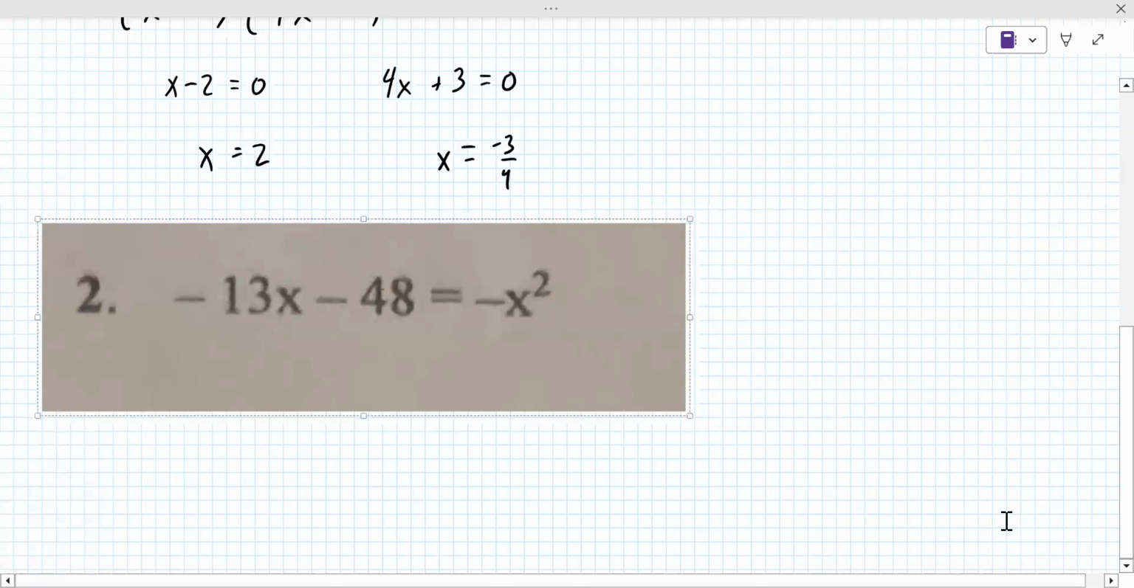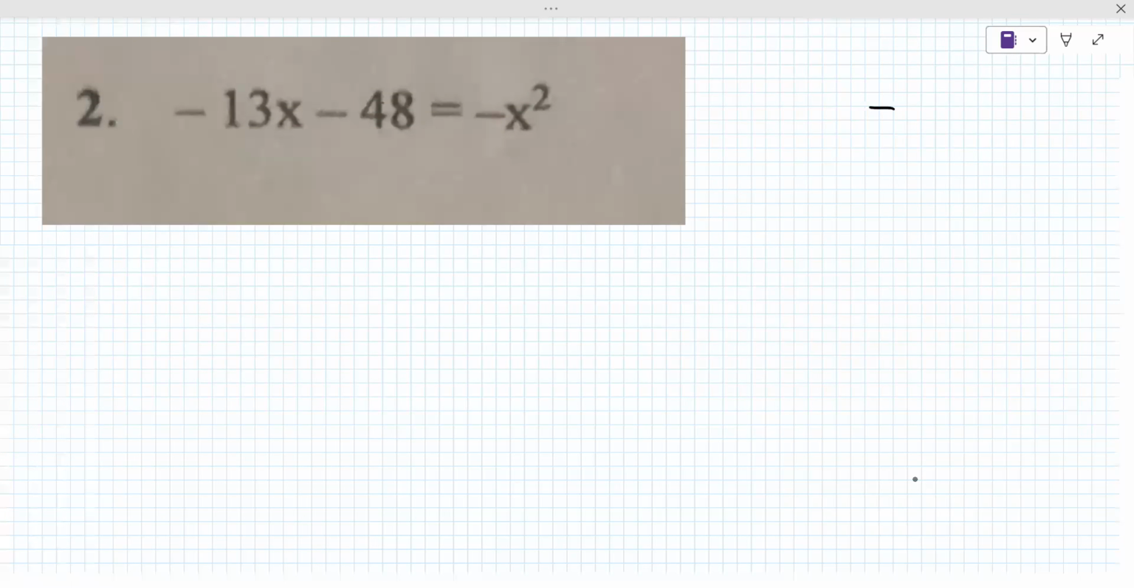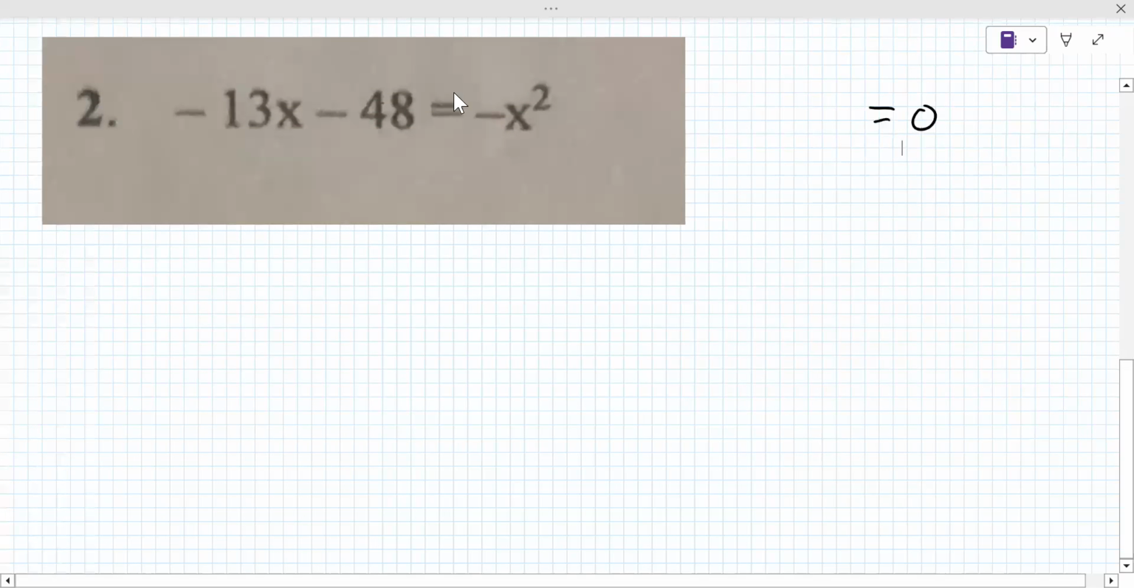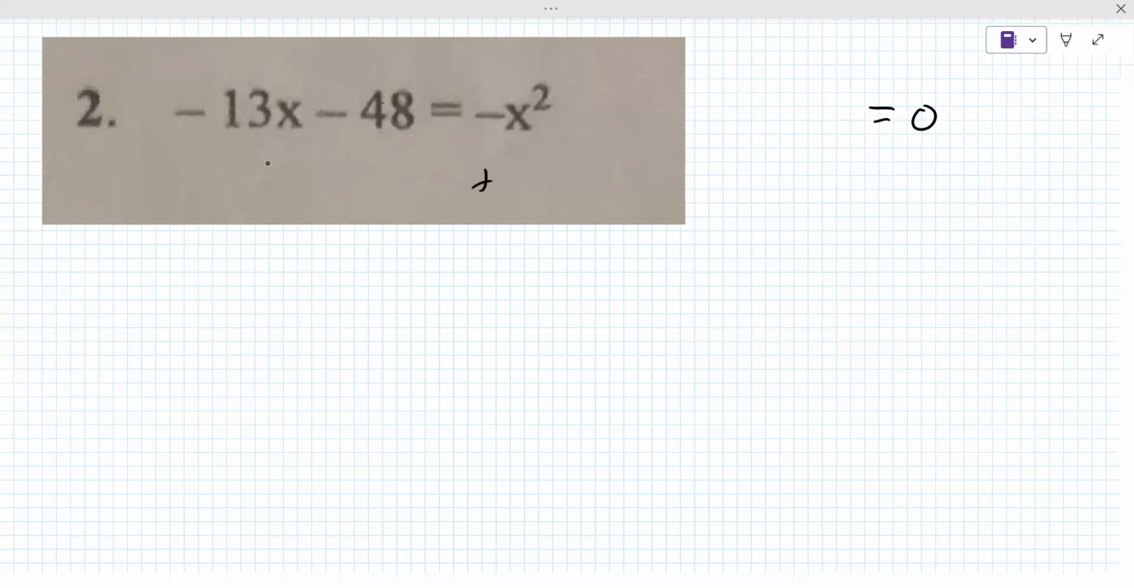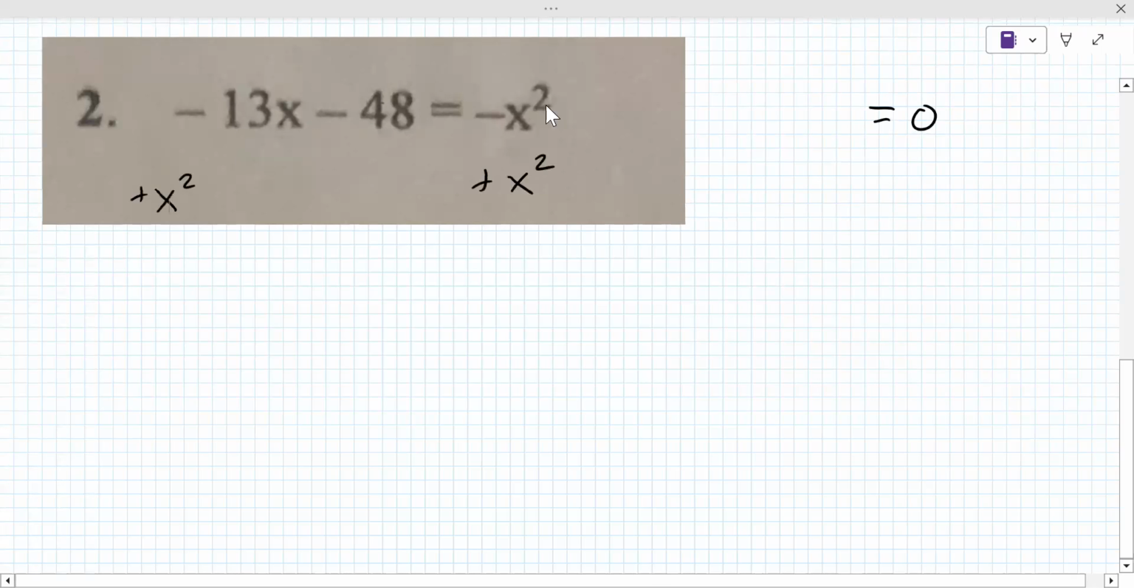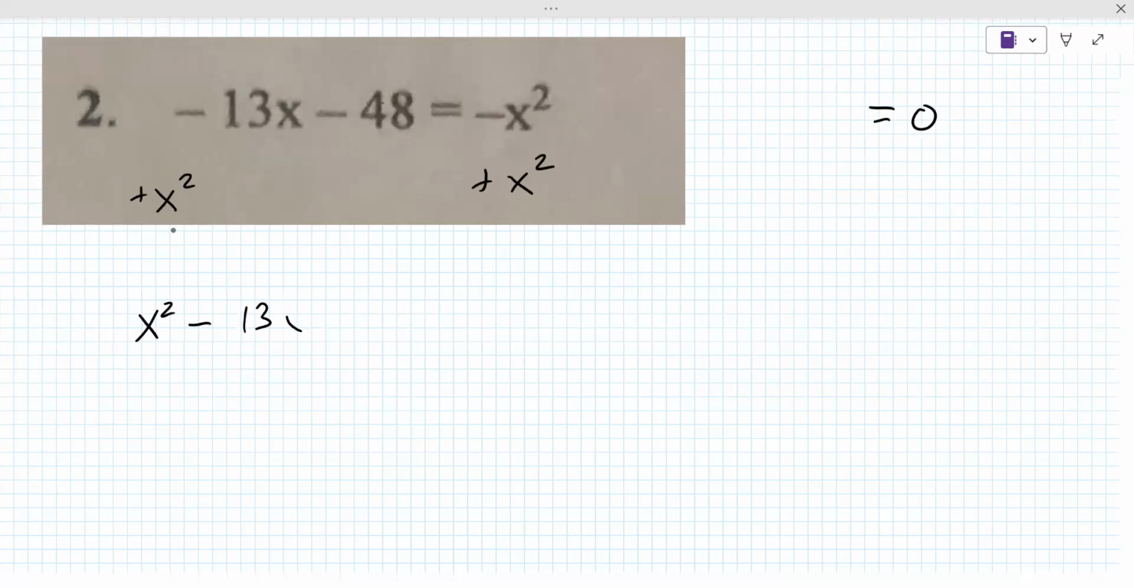This one is not set equal to 0. So we should make it equal to 0. That should be our goal. The easiest way is to move this to the left. How do we do that? Add x squared to both sides. Good. And the reason we choose to do that rather than move the terms the other way is you really want x squared to be positive. It can be negative, but it's better to make it positive.